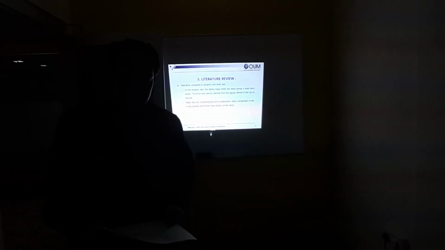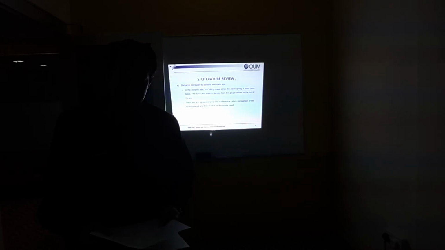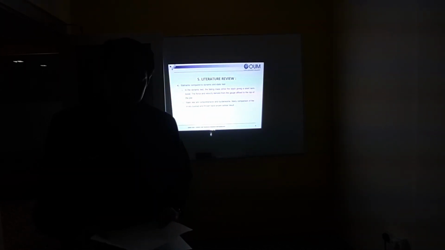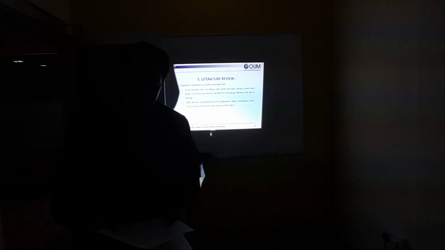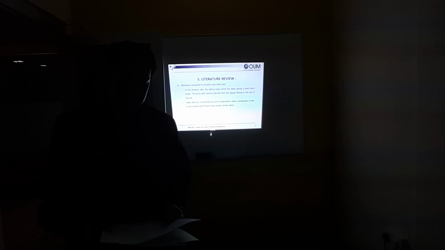E. Dynamic. Compared to dynamic and static tests: one, in the dynamic test, the falling mass strikes the pile, giving a short-term boost. The force and velocity derived from the gauge affect the top of the pile. Two, static tests are comprehensive and burdensome. Many comparisons of the in situ push and throw have shown similar results.